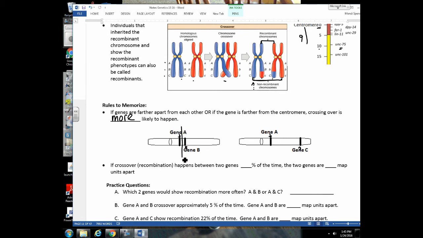And that's kind of the only area where we can break the chromosome to get crossover. So we're going to see crossover less often between gene A and gene B.